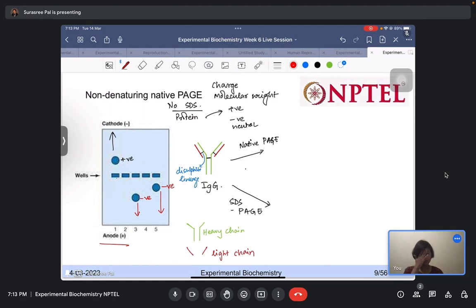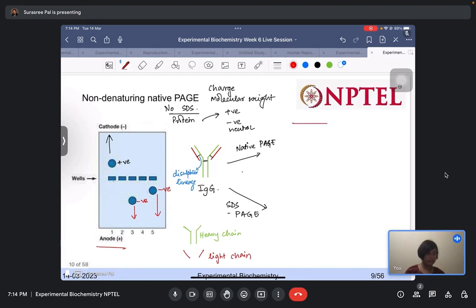Now when we use an SDS page or a denaturing page, then we use this molecule called beta mercaptoethanol, which reduces the disulfide linkages, and it breaks down the disulfide linkages. So if we run this IgG molecule on a native page versus an SDS page, what will be the difference in its migration and how many bands will we be able to observe in native page or SDS page.